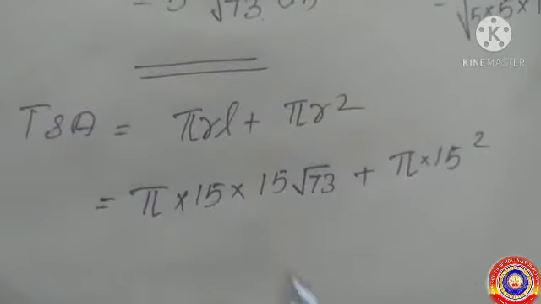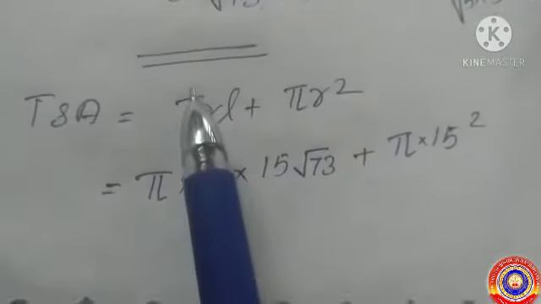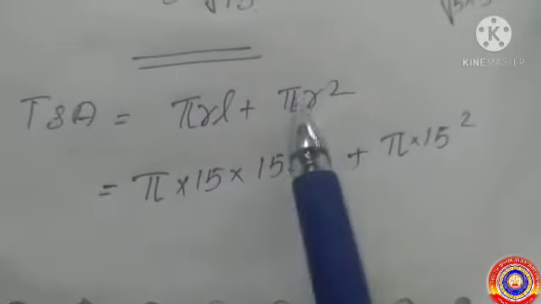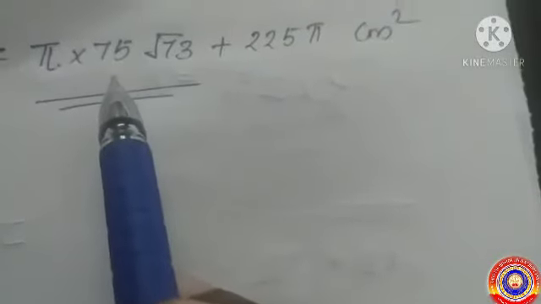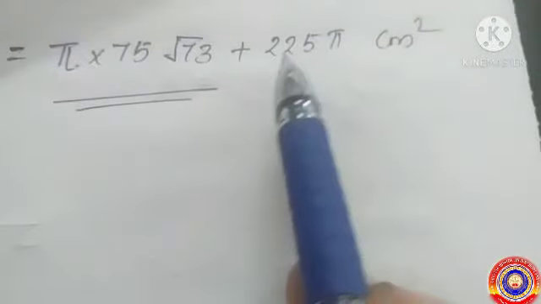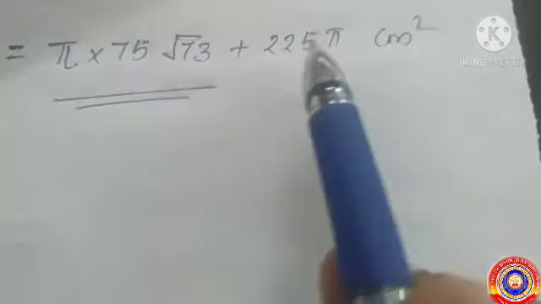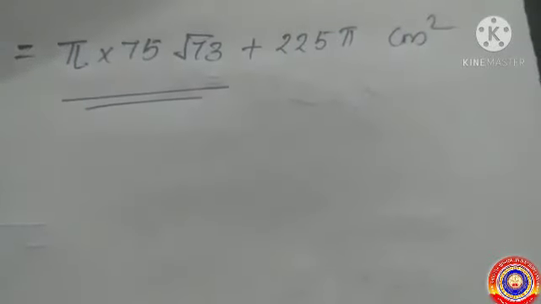Put all the values in the equation, we get pi into 15 into 5 root 73 plus pi into 15 square. It is equal to pi into 75 into root 73 plus 225 pi centimeter square. Is it clear for you?